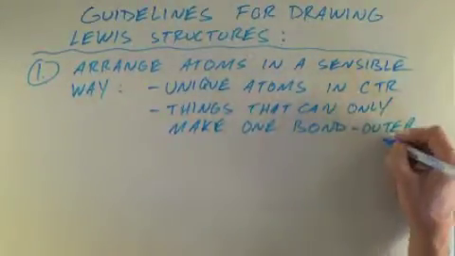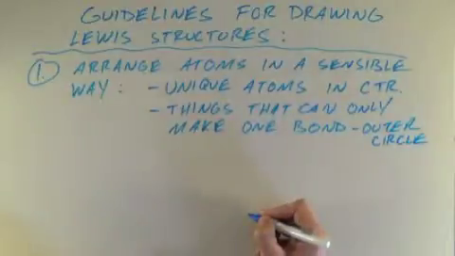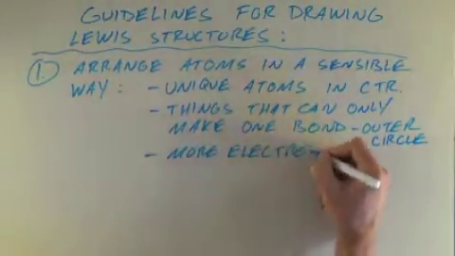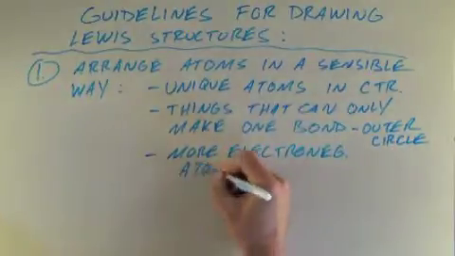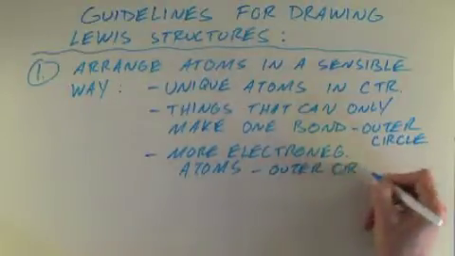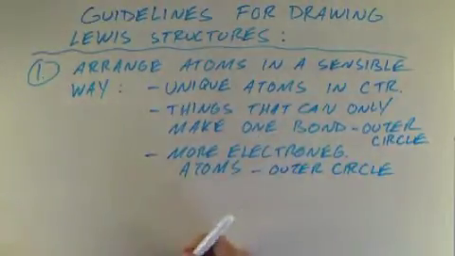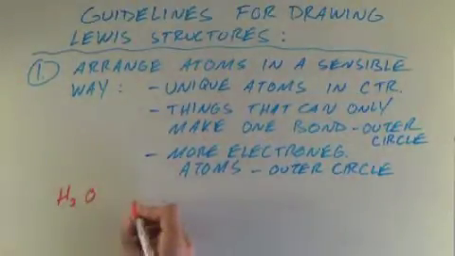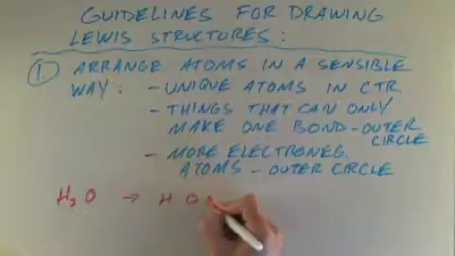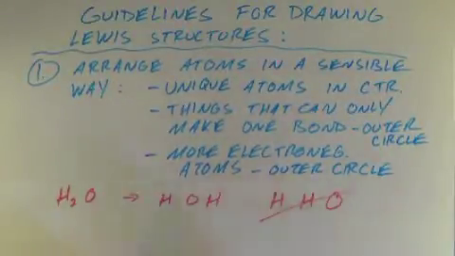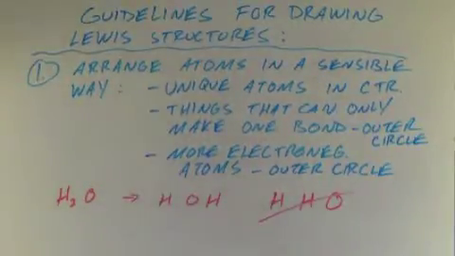And things that are more electronegative than others, those typically are on the outside edge too, or on the outer circle. I mean, it's really a simple guiding principle, but it works almost all the time. Put the more electronegative things on the outer edge. Put the unique atom in the middle. So if you have H2O, do this. Put the oxygen in the middle, hydrogens on the edges. Do not do that. It's ridiculous. You can't make a compound out of that. Okay.